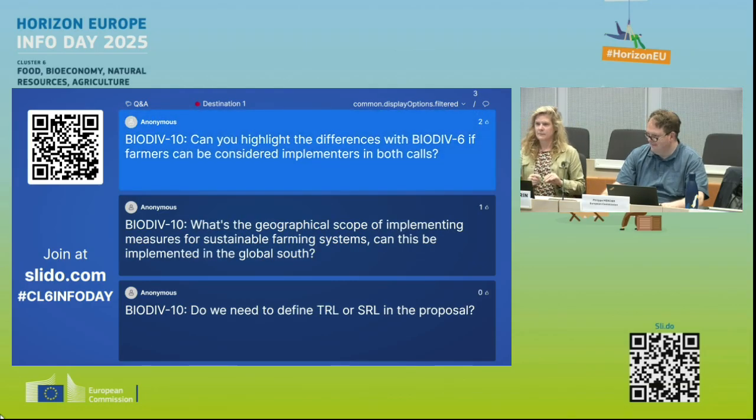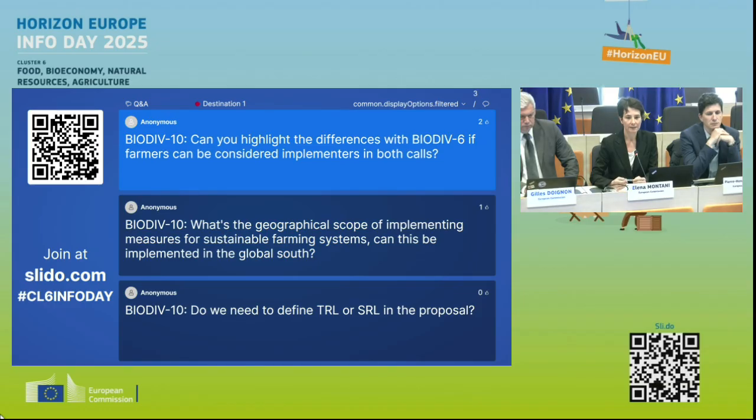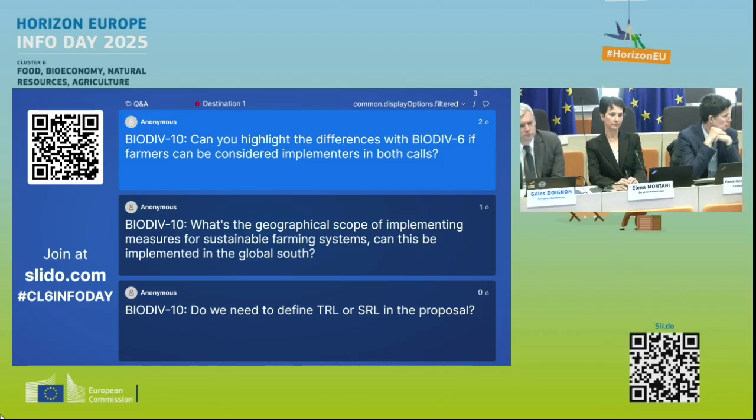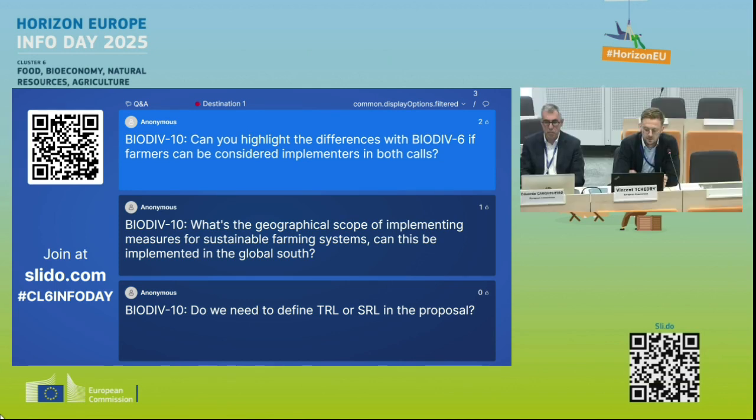Many thanks to both. Next question: can you highlight the differences with topic 6 if farmers can be considered implementers in both calls? Thank you for the question. So as I just explained, the major difference is the scope, as topic 6 is more overarching and includes different land uses. The one on topic 10 is more narrow and focuses more on agro-ecosystems. Both can, of course, consider farmers in their approach, which is more than welcome, actually.